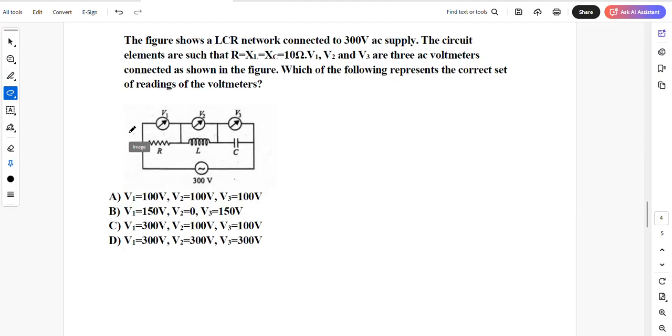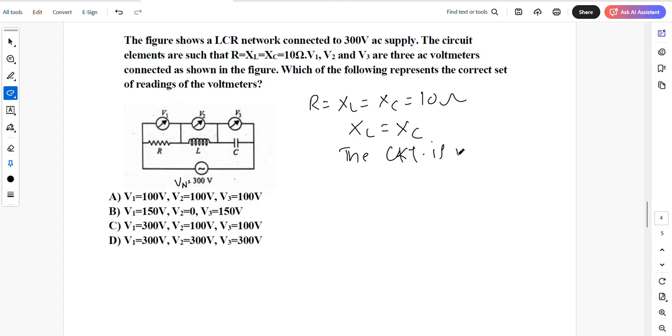Now here, what is given? The figure shows an LCR network connected to 300 volts. The net voltage they have given is 300 volts. Now the circuit elements are R is equal to what, XL is equal to what, XC is equal to 10 ohm. XL is equal to XC, so the circuit is in resonance.